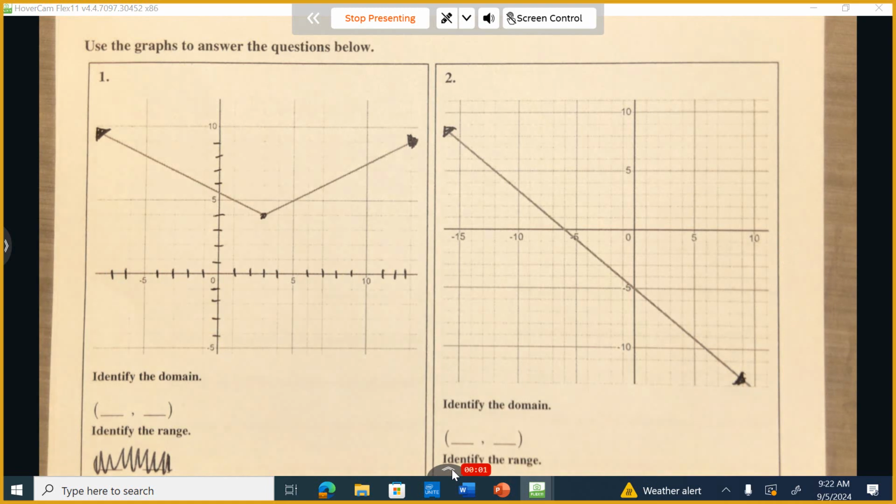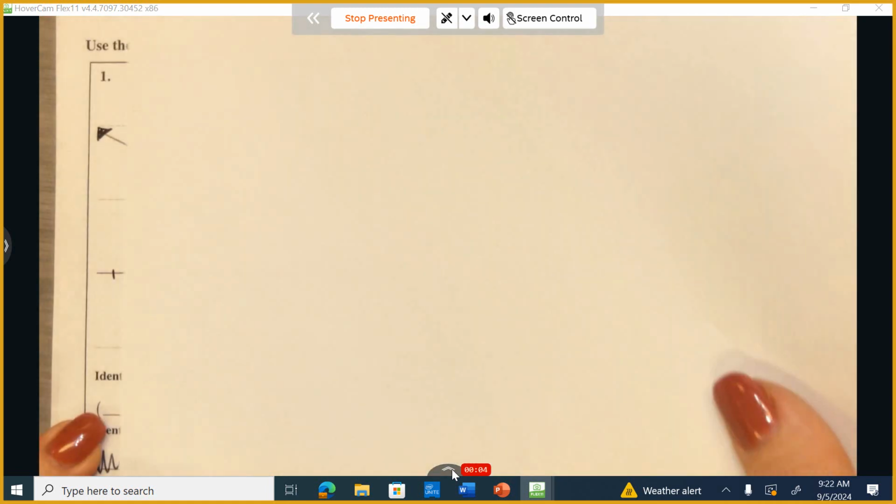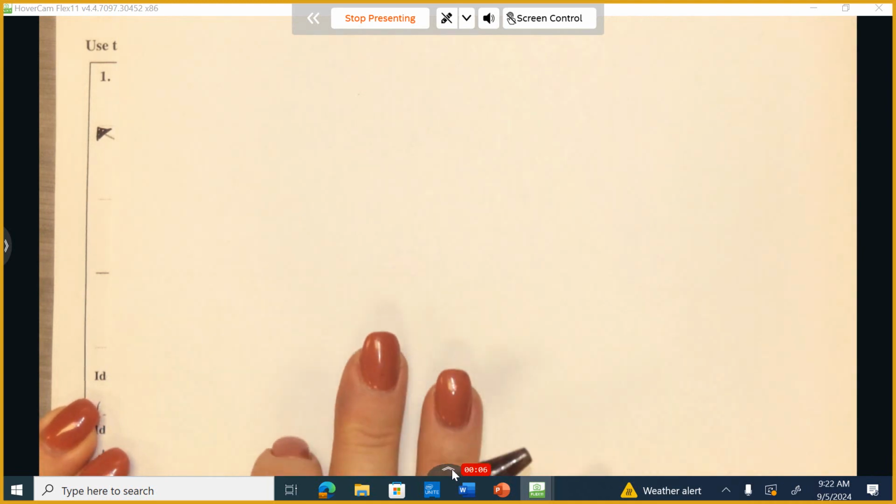So I'm going to start by describing the domain. I'm going to use a separate piece of paper. You're welcome to do this tomorrow. Just ask me for a blank piece of paper.